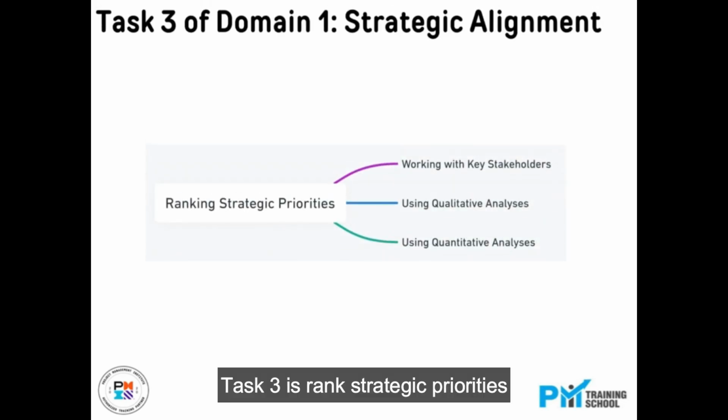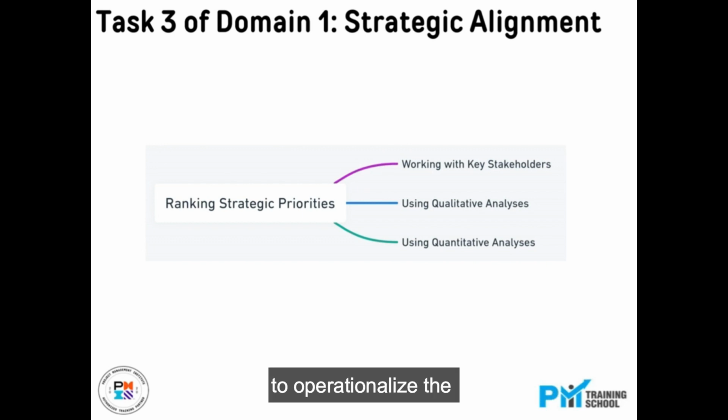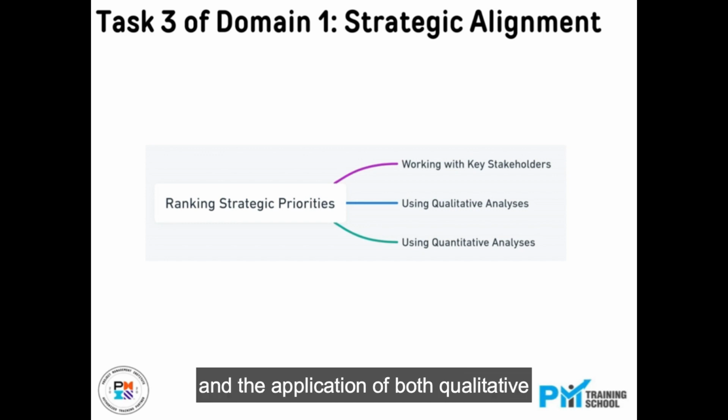Task 3 is rank strategic priorities, working with key stakeholders and using qualitative and quantitative analyses in order to provide a guiding framework to operationalize the organizational strategic goals and objectives. This mind map highlights the process of ranking strategic priorities, emphasizing collaboration with key stakeholders and the application of both qualitative and quantitative analyses.